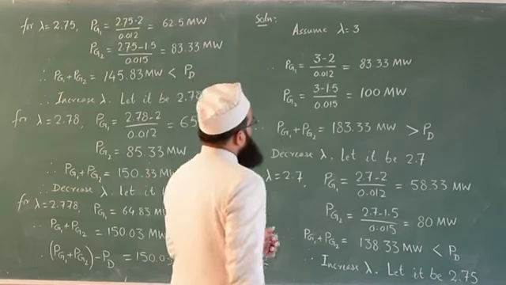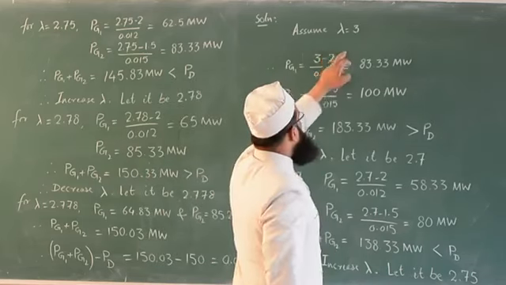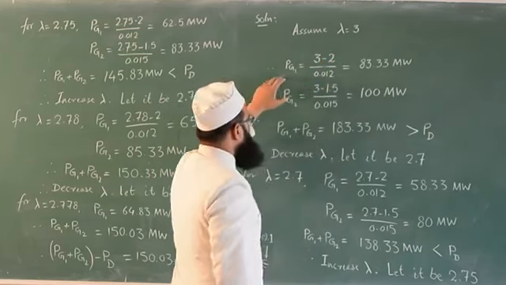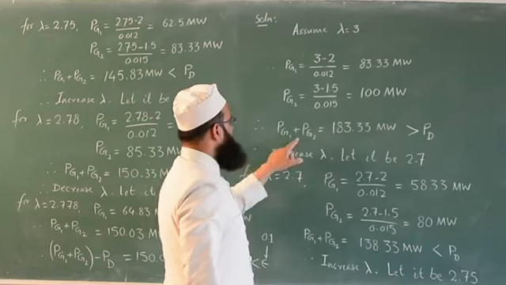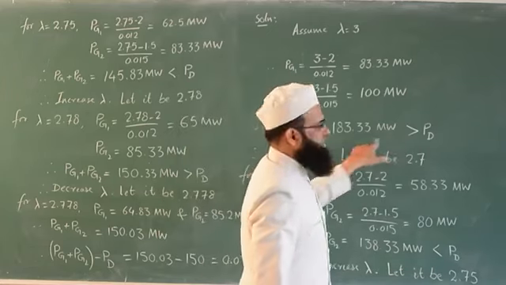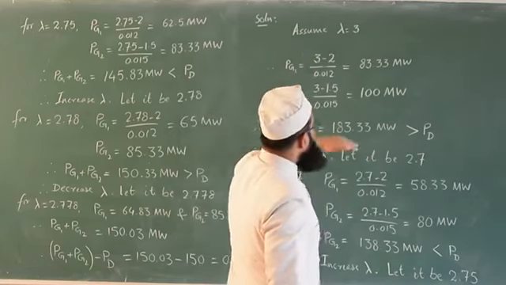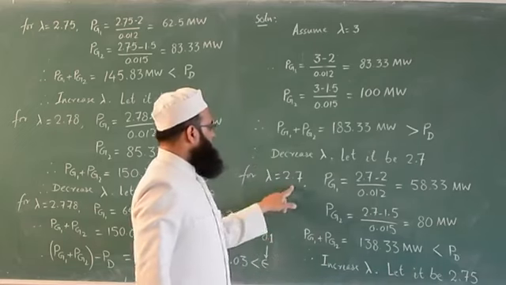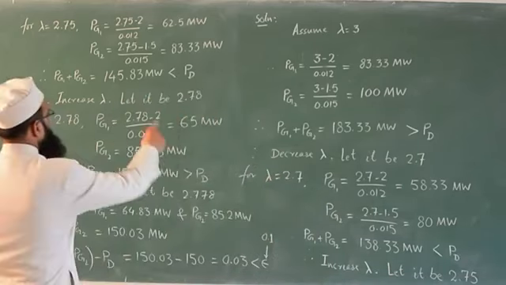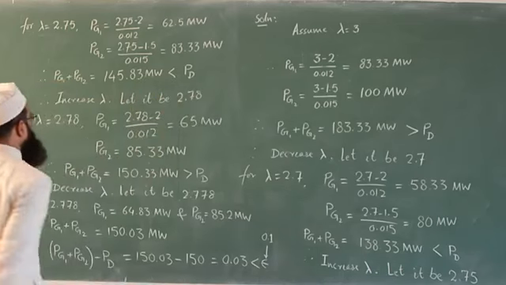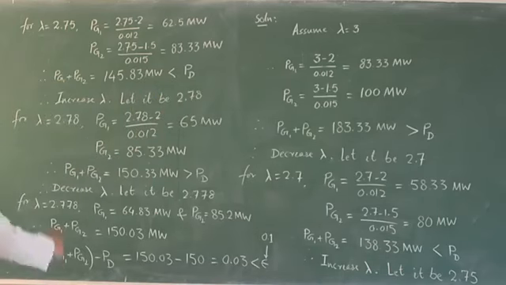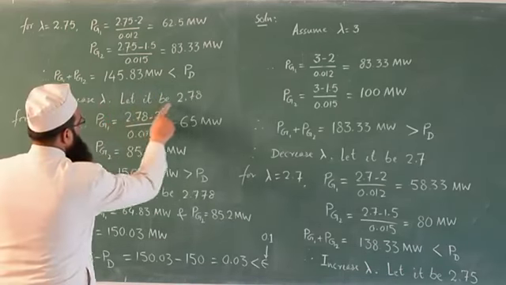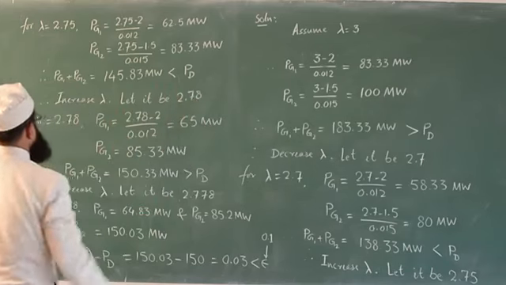We know that our lambda should be less than 3, because corresponding to lambda 3, all generations Pg1 plus Pg2 is more than PD. So obviously it should be lesser than lambda equal to 3, and more than lambda equal to 2.75. Corresponding to 2.75 it's still giving lesser than that. So again increase lambda, this time to 2.78.